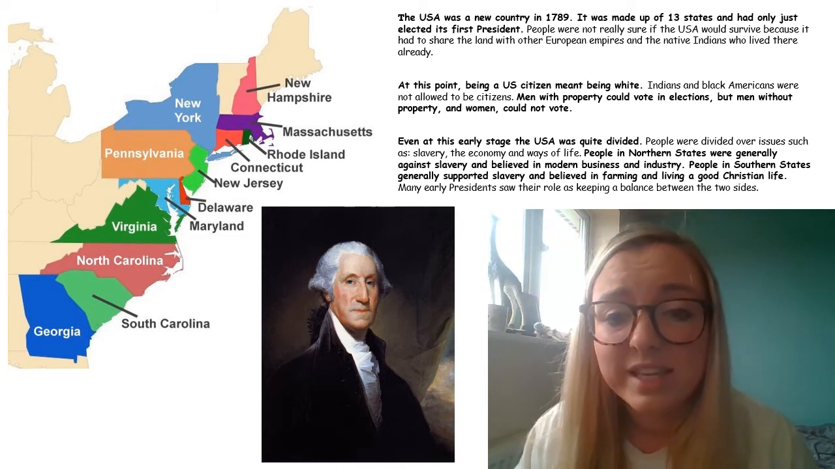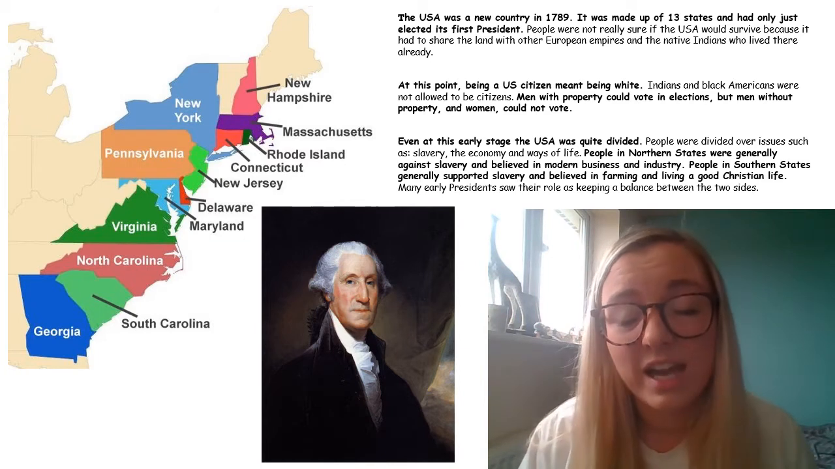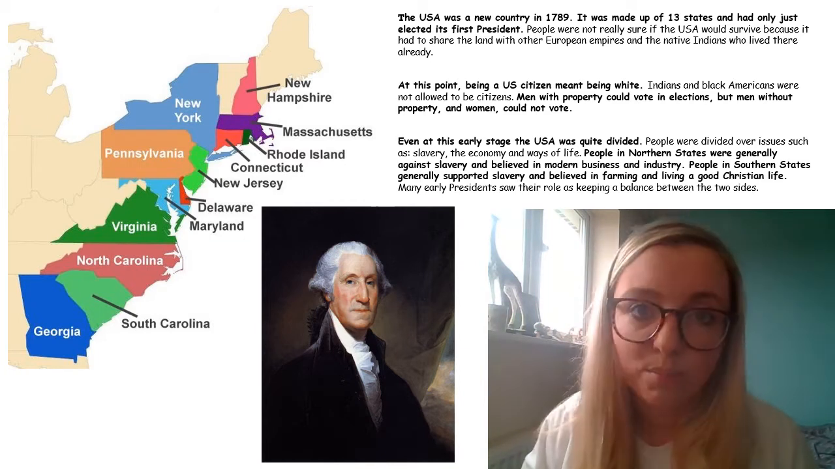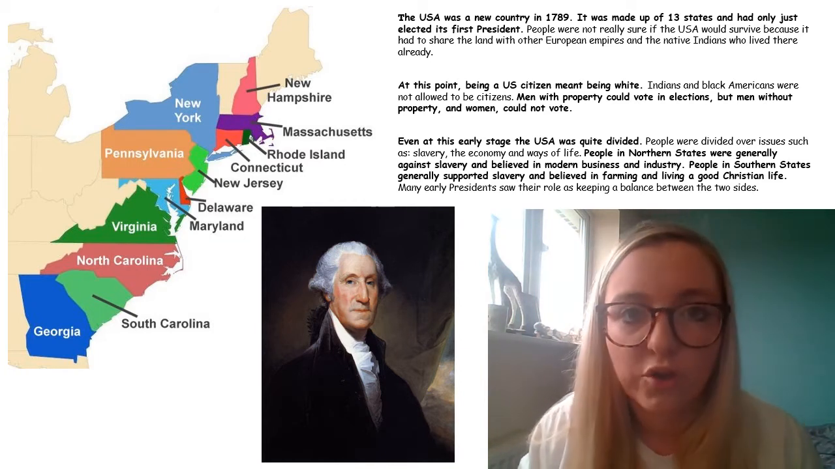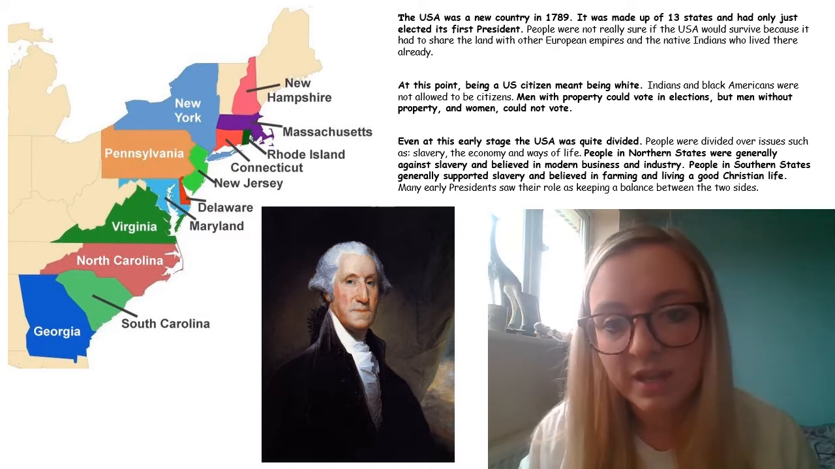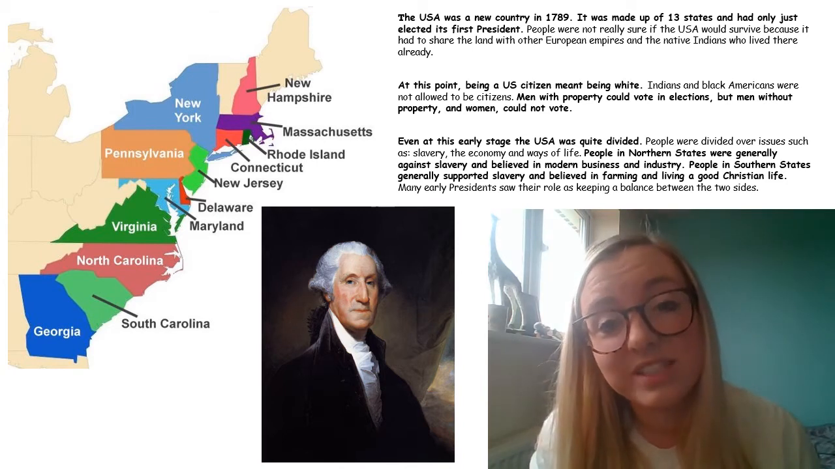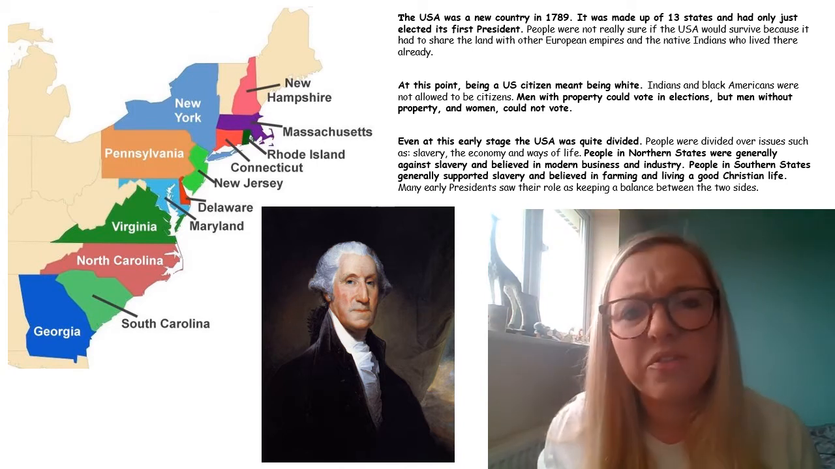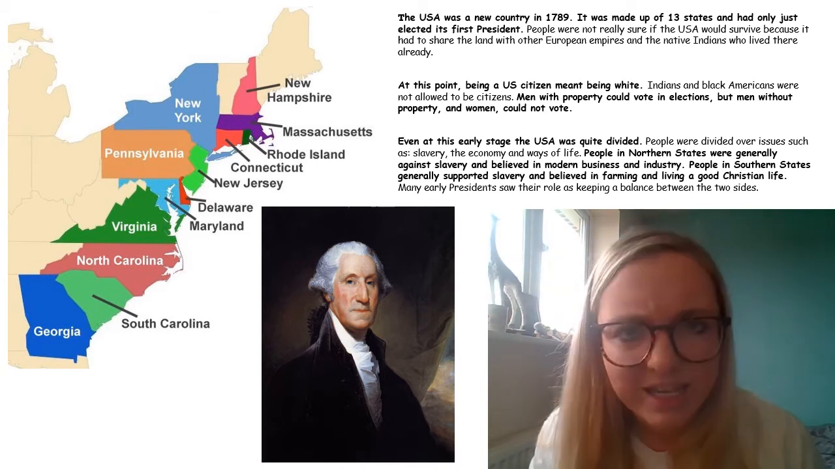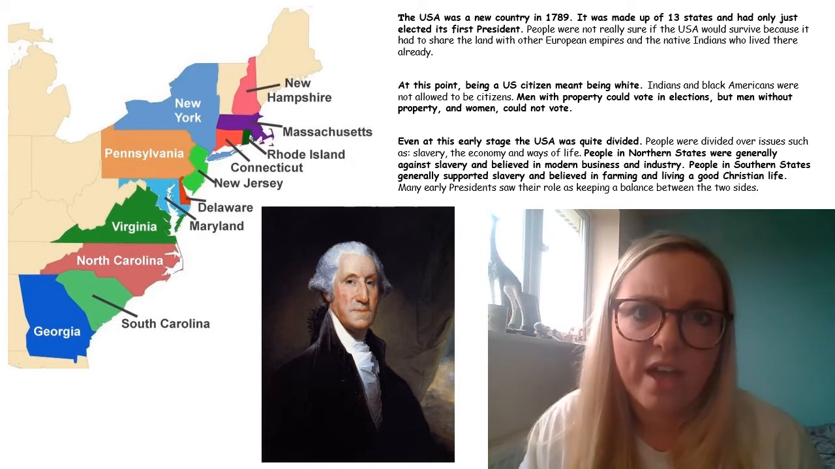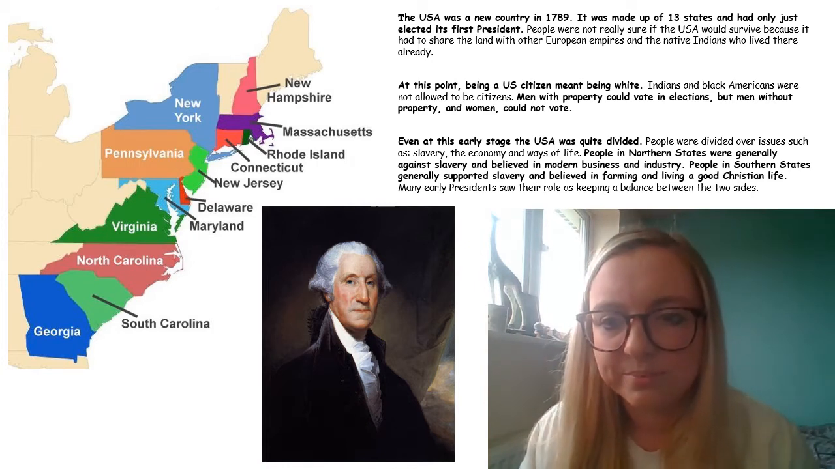The people in the northern states were generally against slavery, and we know later on this becomes a problem, which potentially is one of the causes for a civil war. They also believed in modern business and industry, whereas people in the southern states generally were farmers. They had plantations, and that was their way of life and how they made their money.